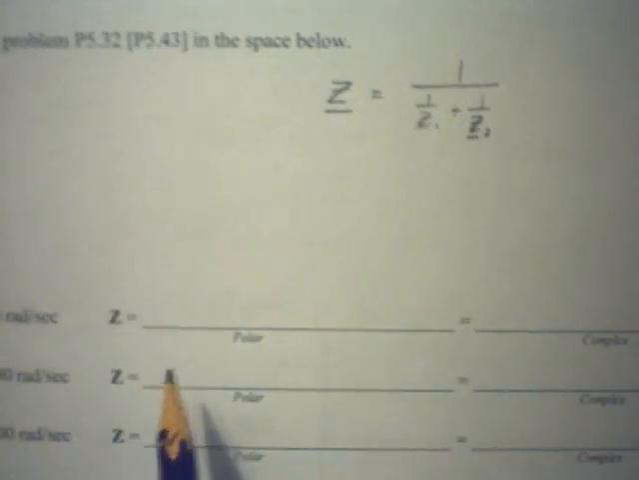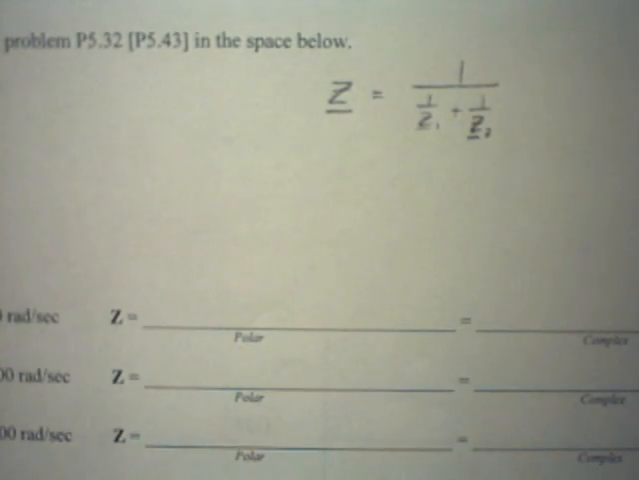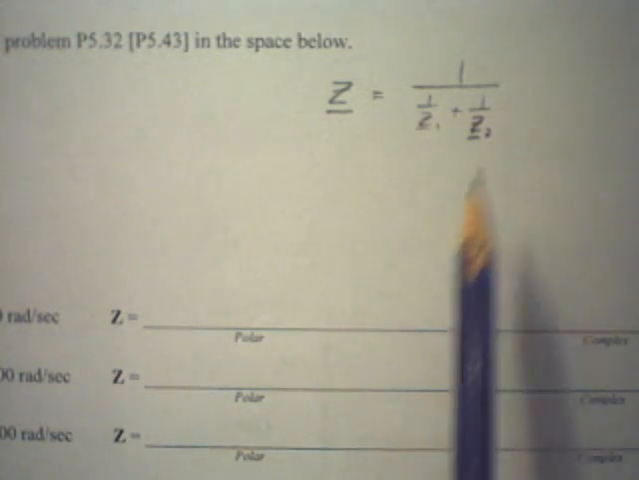Let me double check that. Never mind about that, because it looks like both of these are going to be imaginary impedances. So I think you're just going to get a pure imaginary number over here. That'll make it a lot easier.